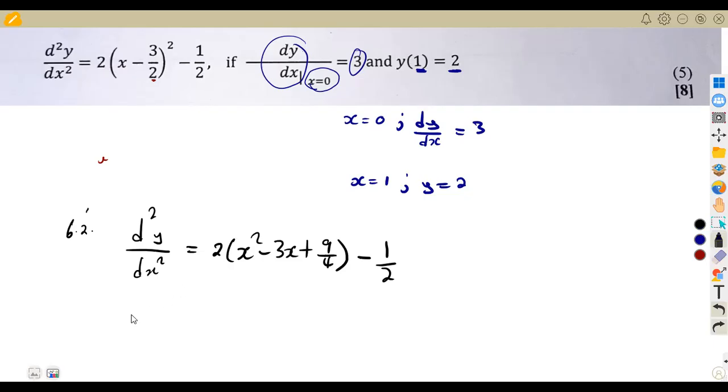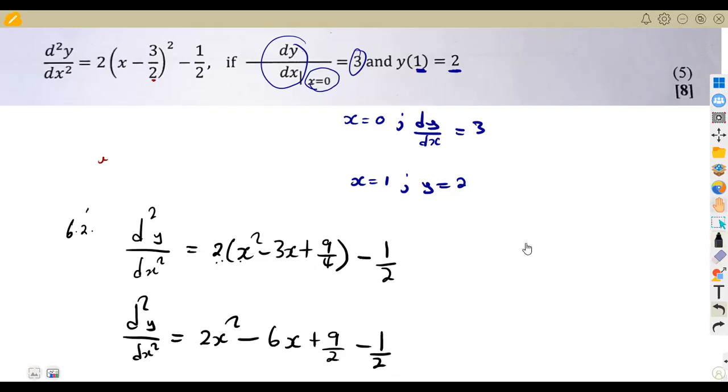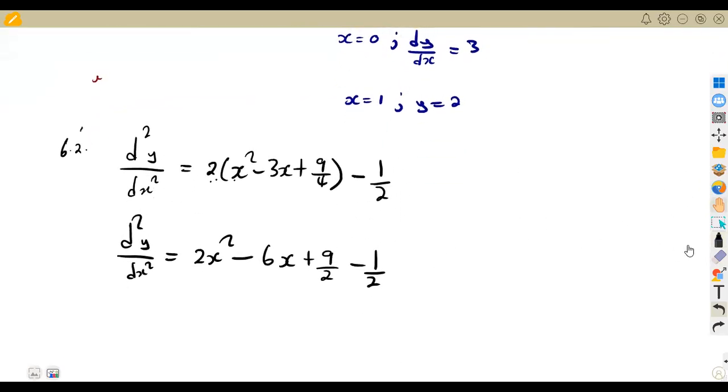So in this part we again have our second derivative with respect to x. That's 2 times x squared, which is 2x squared, 2 times negative 3, which is negative 6x, and 2 times 9 over 4, which gives us 9 over 2, minus a half. As we can see, we can simplify by collecting like terms. Here we've got 9 over 2 minus a half, and from our calculator, this gives us a 4 at the end.